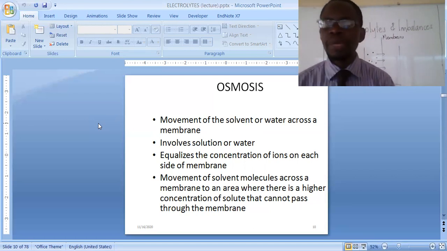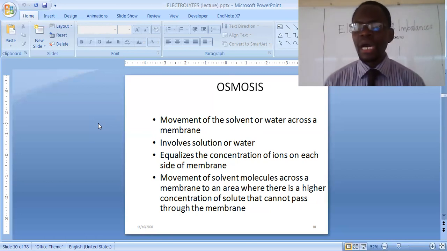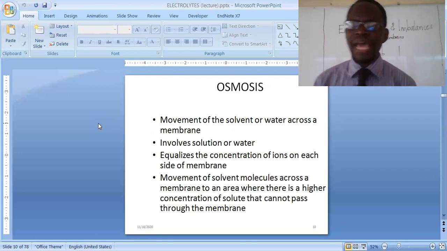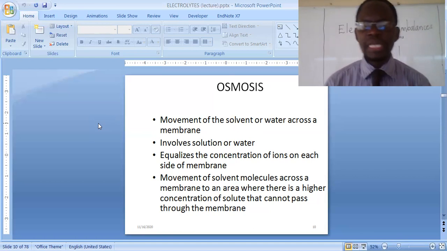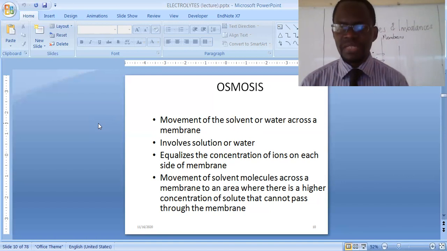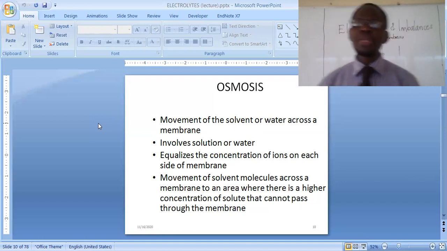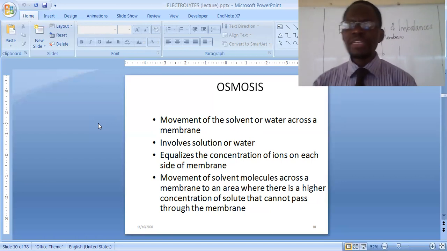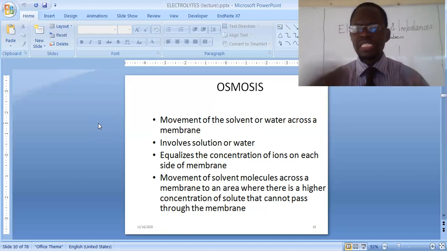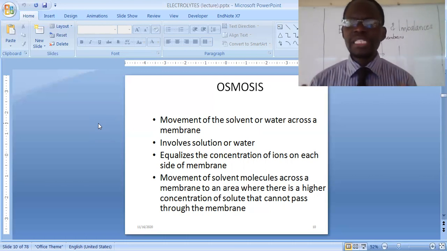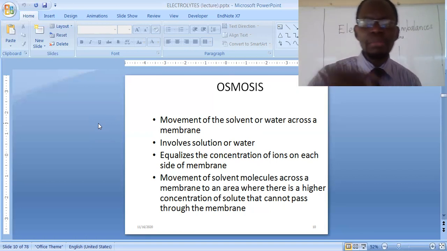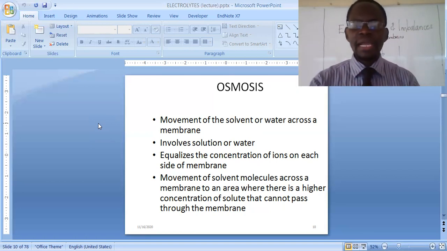This is very common, for example in plants. Water movement in plants is a very good example of this. It is also common with the movement of water across a cell membrane, because the cell membrane is said to be semi-permeable, and extracellularly we have water. So the water moves inside the cell by a process called osmosis.